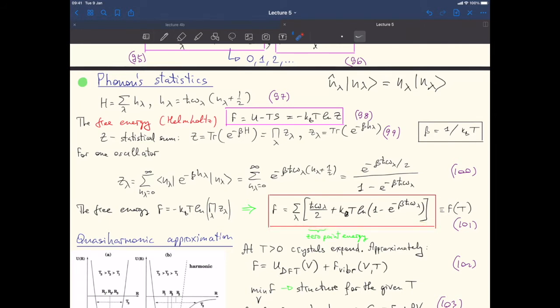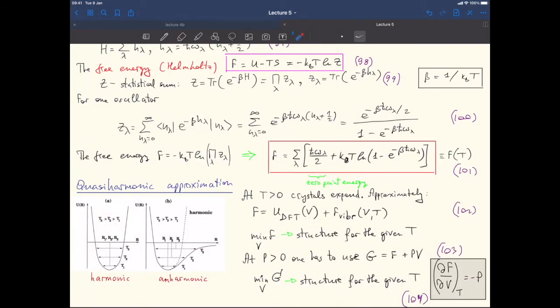So this is an exact expression for the free energy, an exact quantum mechanical expression for the free energy of a collection of harmonic oscillators. You see, it consists of a constant term, which is called zero-point energy, and a temperature-dependent term. Temperature comes in here, in front of the logarithm, and also in this beta. The free energy calculated like this corresponds to the so-called quasi-harmonic approximation.